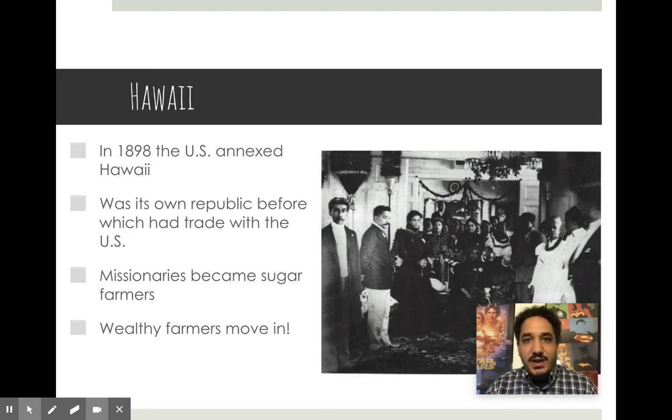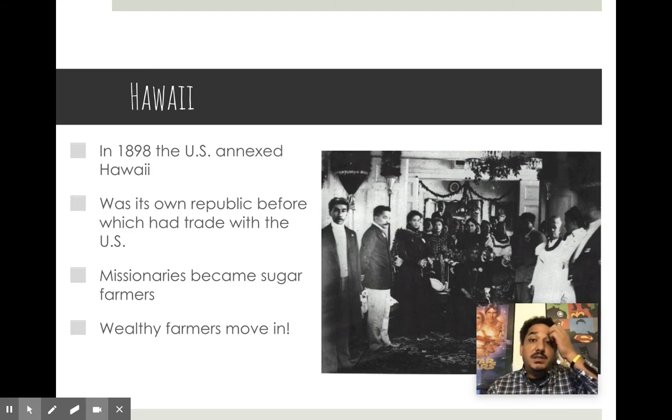But a lot of the missionaries started to become farmers because they figured out that Hawaii had really, really good soil. You could grow lots of wonderful fruits and especially sugar in Hawaii. And so that's what they started to do. These missionaries became sugar farmers, and they started making money, doing really, really well, trading a lot of sugar with the United States, right?